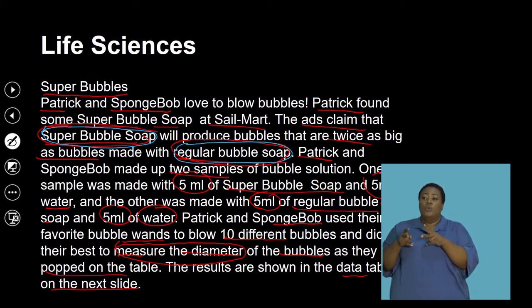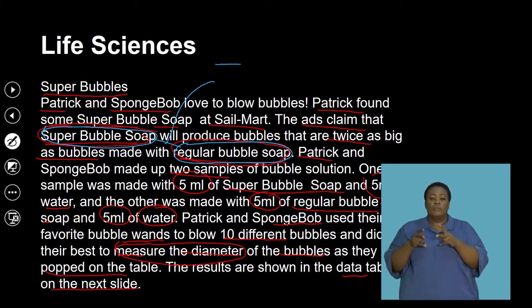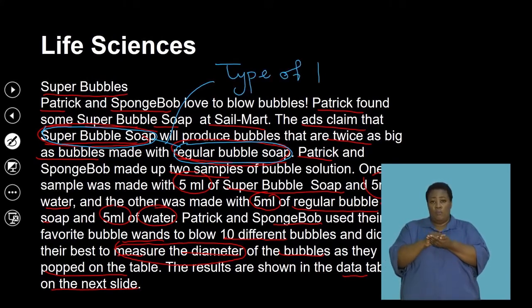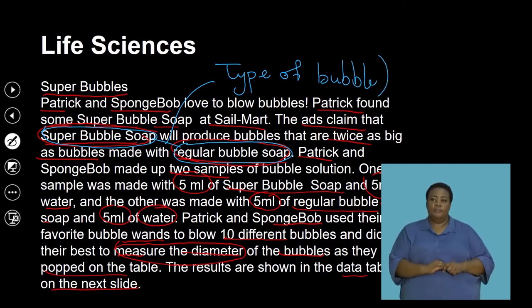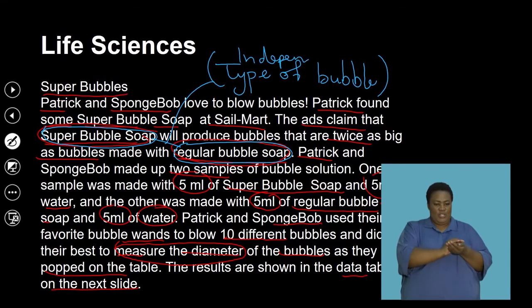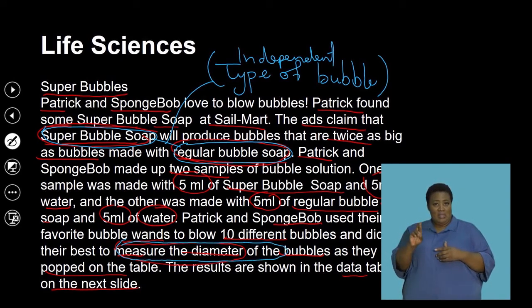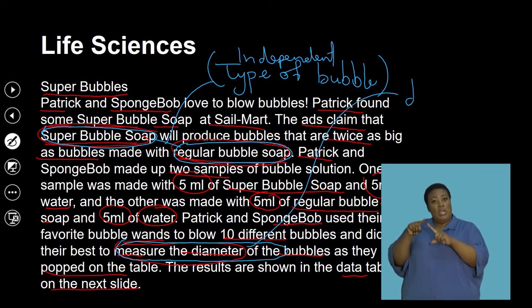So the type of soap or the type of bubble would be the independent variable, because that's what we're testing. We also know that they've got to measure these, and here you see that they've measured the diameter of the bubbles, and that we refer to as our dependent variable. So that's our dependent variable.